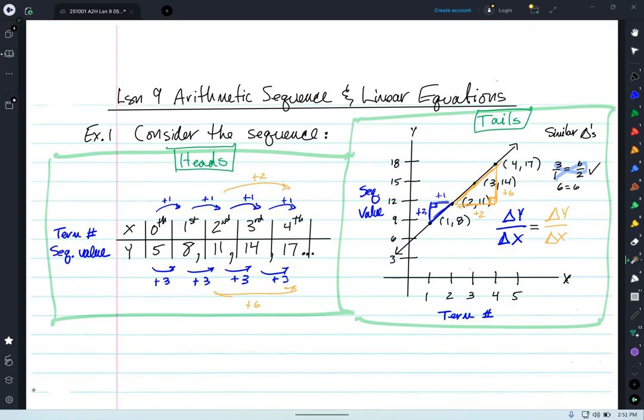Not only did we turn it into a picture, we used our understanding of geometry to prove that those changes right here that we see, 3 and 1 and 6 and 2, are the same using similar triangles.